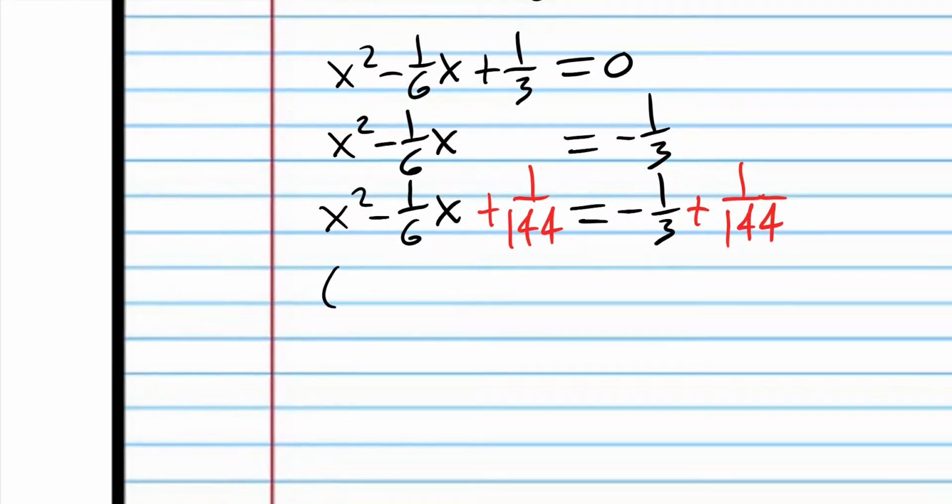Okay, so now that's a perfect square. And remember, this number is always the coefficient of x divided by 2. Now again, we just had another negative there. That was just a coincidence. Sometimes you have a positive.